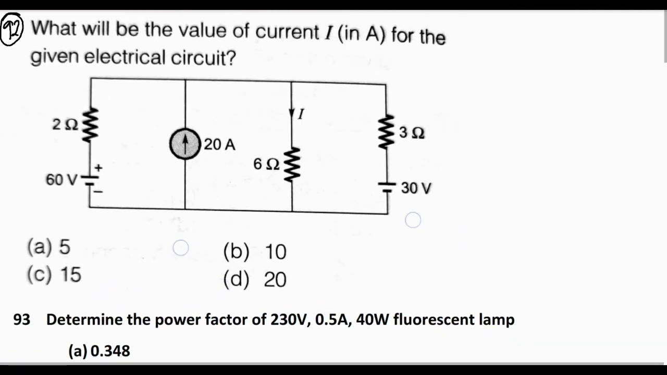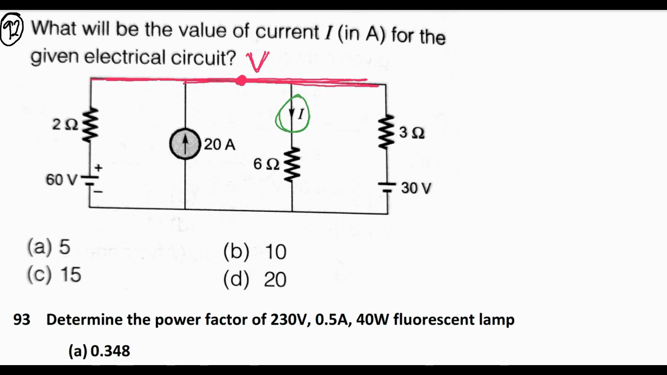So next question number 92. What will be the value of current I in ampere for the given circuit? So here the circuit is given and we have to find out this current. How can we calculate this one? By applying KCL. So this total connection I am taking to be one node, and this is the voltage V.